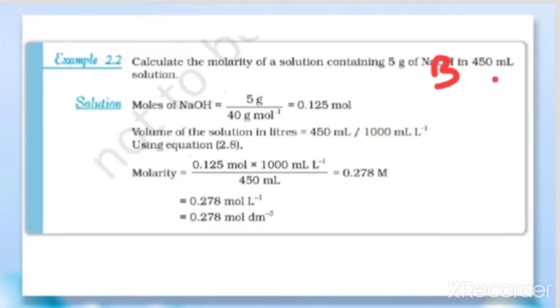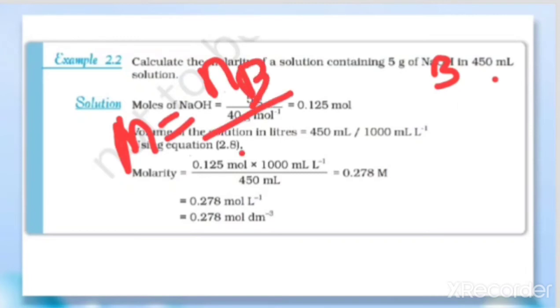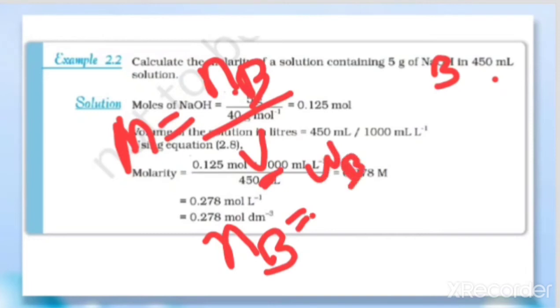What is the formula for molarity? That is capital M is equal to NB by V. V is given to us, but NB we have to find out. What is NB? NB is the number of moles, which is equal to given mass by molar mass. So given mass is actually 5 gram.